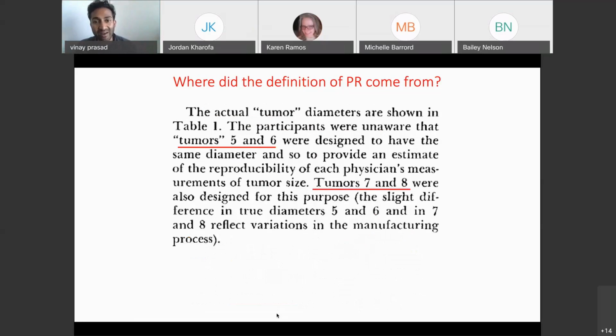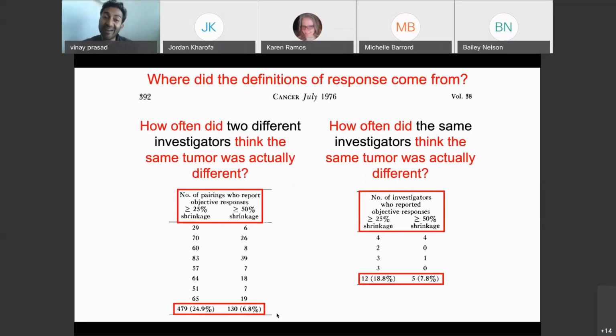One way he was smart was that two sets of marbles were the same size. Marbles 5 and 6 were the same size as were 7 and 8. So now Moertel can do something very clever. He can ask, how often do 2 different doctors think the same marble is actually different in size? And how often does the same doctor think the same marble is different in size when they measure marbles through foam rubber? And the answer depends on the cutoff of different.